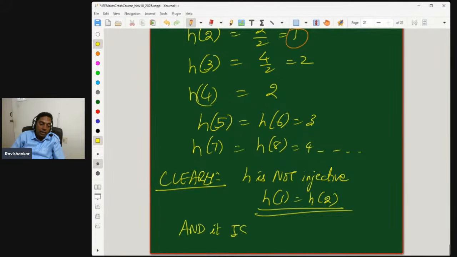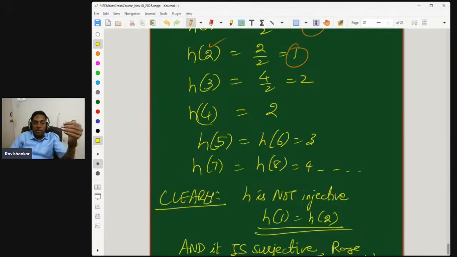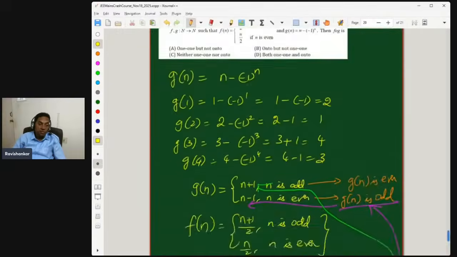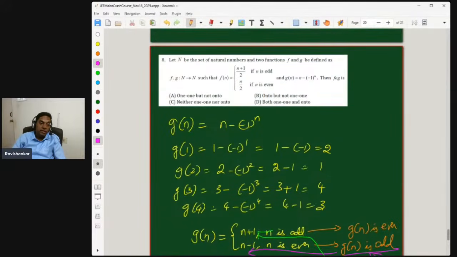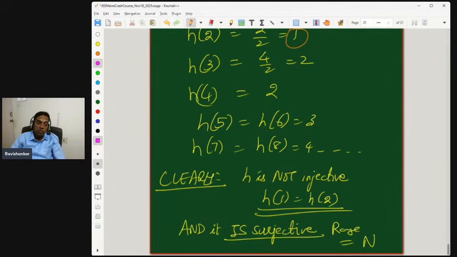And it is surjective because the range is all natural numbers, sorry, not codomain, range. Because you see, h of x is equal to 1, 2, 3, 4, everything is possible. So the range is all natural numbers. That's the beauty. So the correct answer is, it is onto but not one-one. So the correct answer is option B.